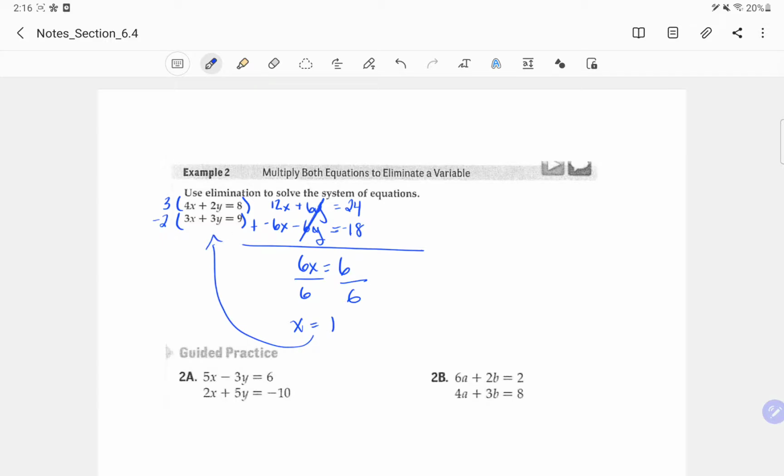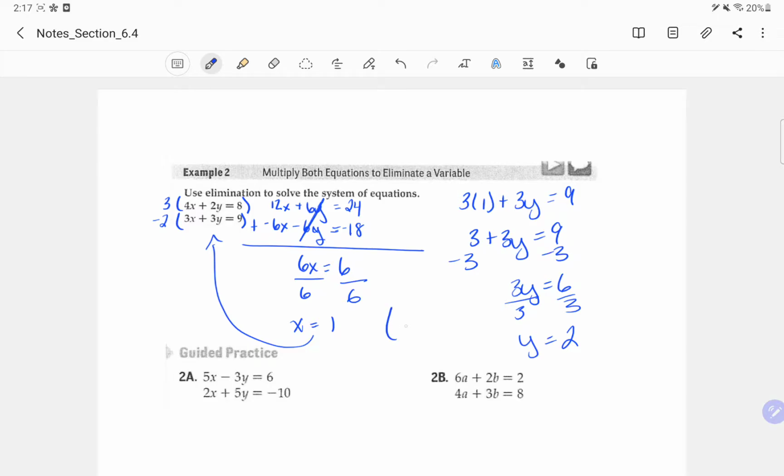Plug this in to either one of them. 3 times 1 plus 3y equals 9. 3 plus 3y equals 9. Subtract your 3. 3y equals 6. Divide by 3, and you'll get that y is equal to 2. So your point is 1, 2.